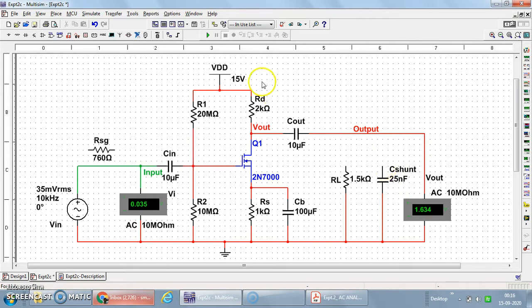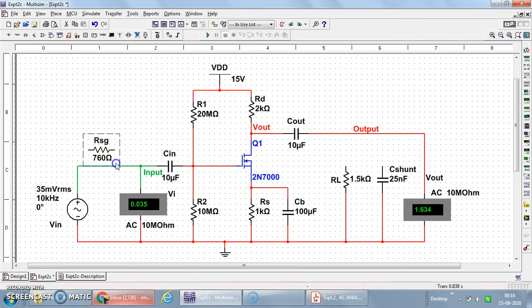So right now, if I simulate the circuit, whatever reading I get will be the V0 value. V0 is the output voltage without considering the effect of load resistance RL and without considering the effect of RSG. So I am getting the value of 1.634. This is the V0 value. Now I will stop the simulation.